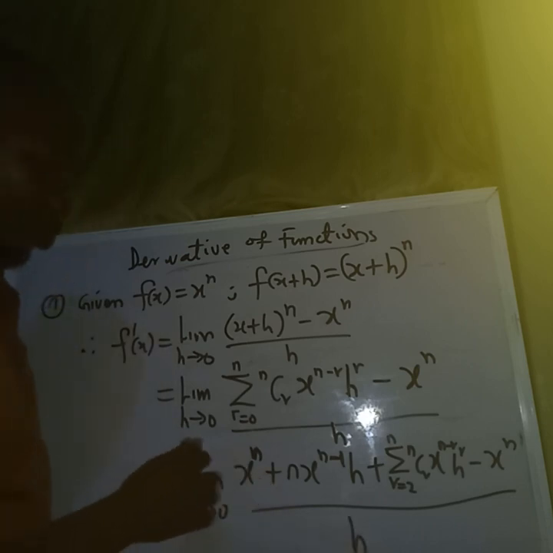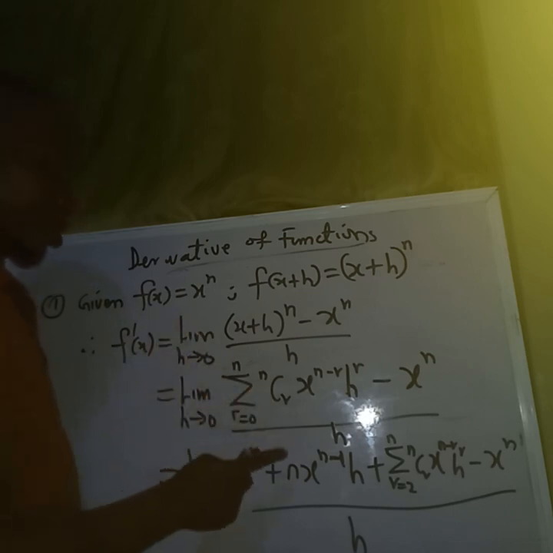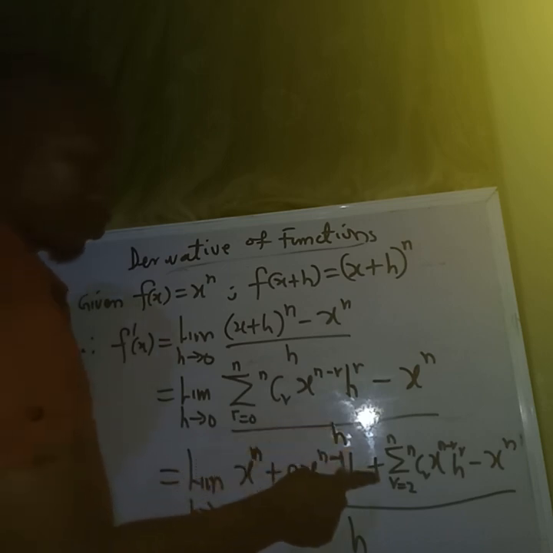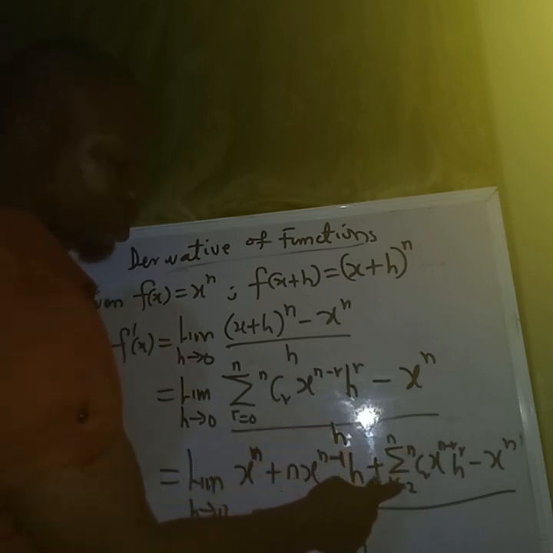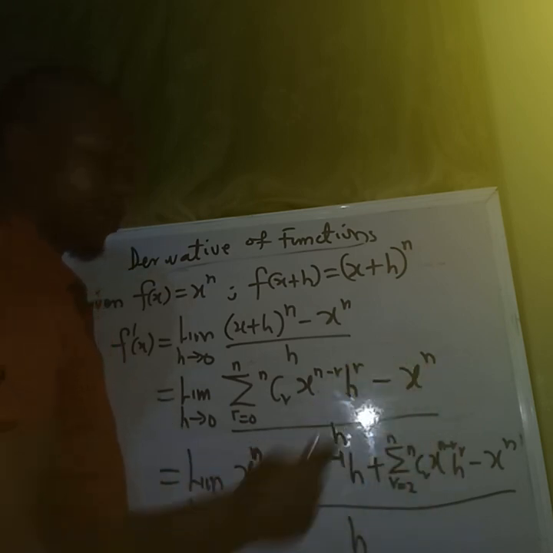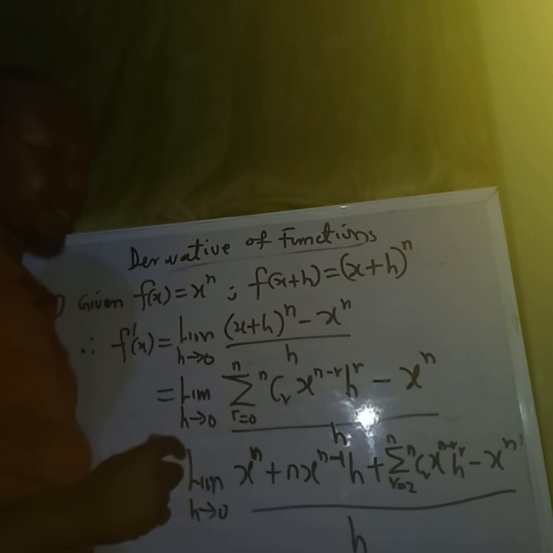So what we have done here is to express the first two terms of this series, which is x raised to the power of n plus n multiplied by x raised to the power of n minus 1 h. Here we see that in the remaining terms the power of h is increasing, because when r is 2, we have h squared here. When r is 3, we have h cubed. When r is 4, we have h raised to the power of 4, up to the degree n.